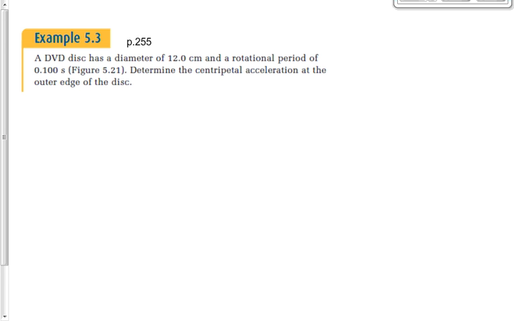Let's do one example today, and that'll be it. 5.3 on page 255. It says a DVD disc has a diameter of 12 centimeters. We don't like centimeters, so let's circle that. A rotational period of 0.1 seconds. What's its centripetal acceleration at the outer edge of the disc? We have a diameter of 12 centimeters. That means we have a radius of 6 centimeters, 0.060 meters. And it has a rotational period of 0.1 seconds. That's big T, 0.100 seconds.